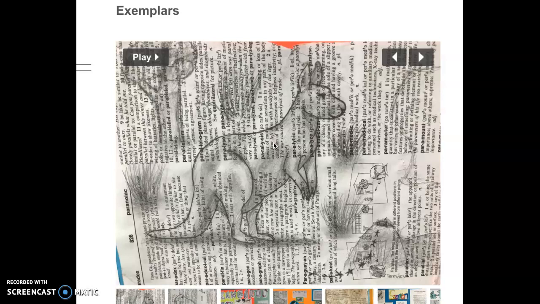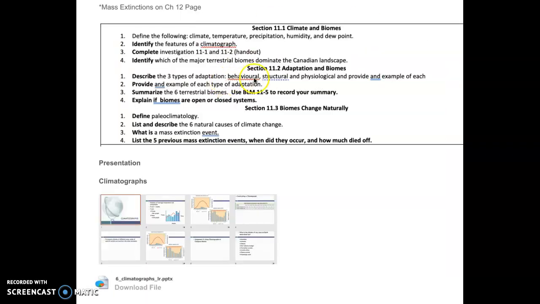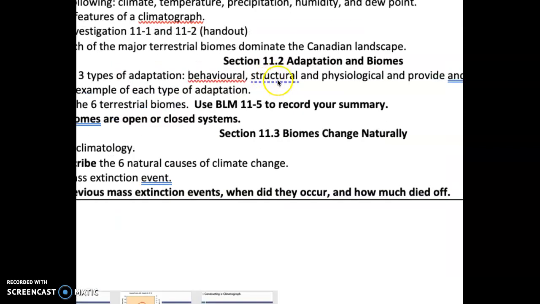A structural adaptation is how they are built differently. They have the pouch to put the babies in, the joey. They have tails that they use for balance. They've got nice big long ears to help them hear and provide a little bit of shade. Those are structural. Behavioral is what they do.